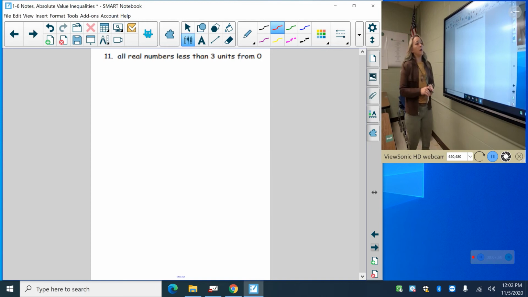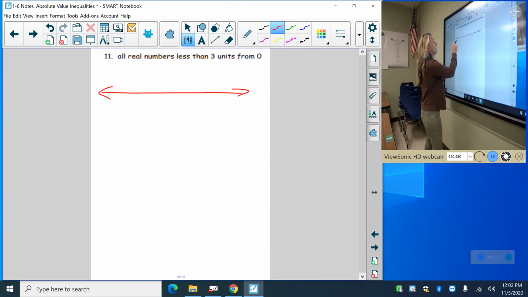All right, now we have our word problems. These you have to think about. All real numbers less than 3 units from 0. So what I always recommend is that before you have your answer, put it in a graph. So if I have a graph here, all numbers less than 3 units from 0. Well, if this is 0, and this is 3, and this is negative 3, 3 units from 0 is going to be all of this.